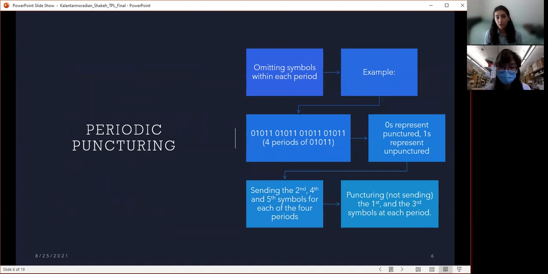What is periodic puncturing? As mentioned earlier, puncturing is the deletion of symbols before sending. For example, if the pattern is 5 ones, so 1, 1, 1, 1, 1, that means we're sending 5 bits in a row. Now, if the pattern is 0 and 4 ones, then the first bit is punctured, meaning that we will not be sending the first bit, but we will be sending the next 4 bits.